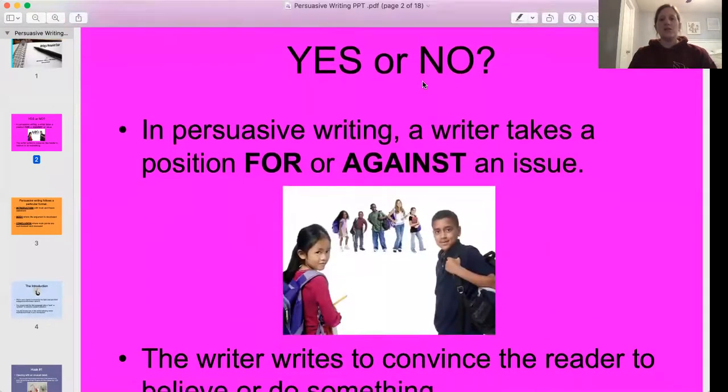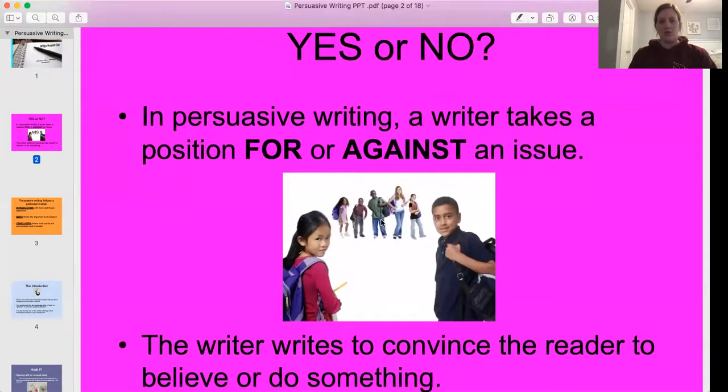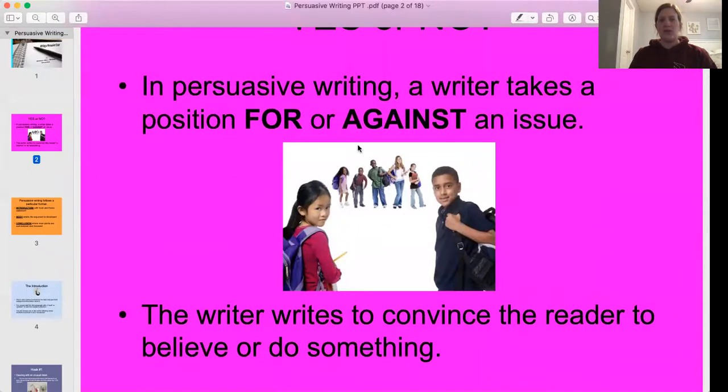You're going to see that it talks about what persuasive writing is and what exactly you are doing. Like I said, it's when you take a position for or against something, an issue. Are you for uniforms or are you against uniforms? And you're going to try and convince somebody else to think the same way as you.